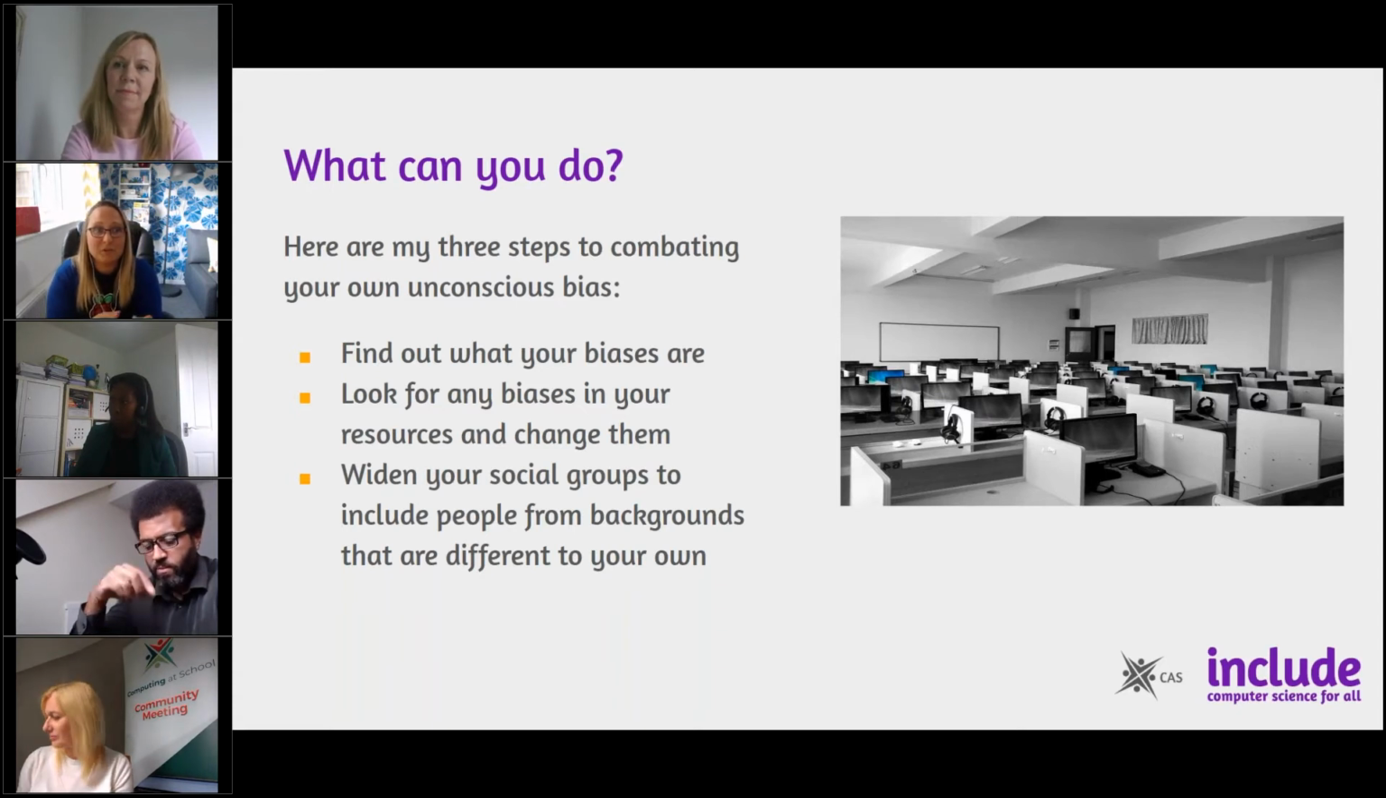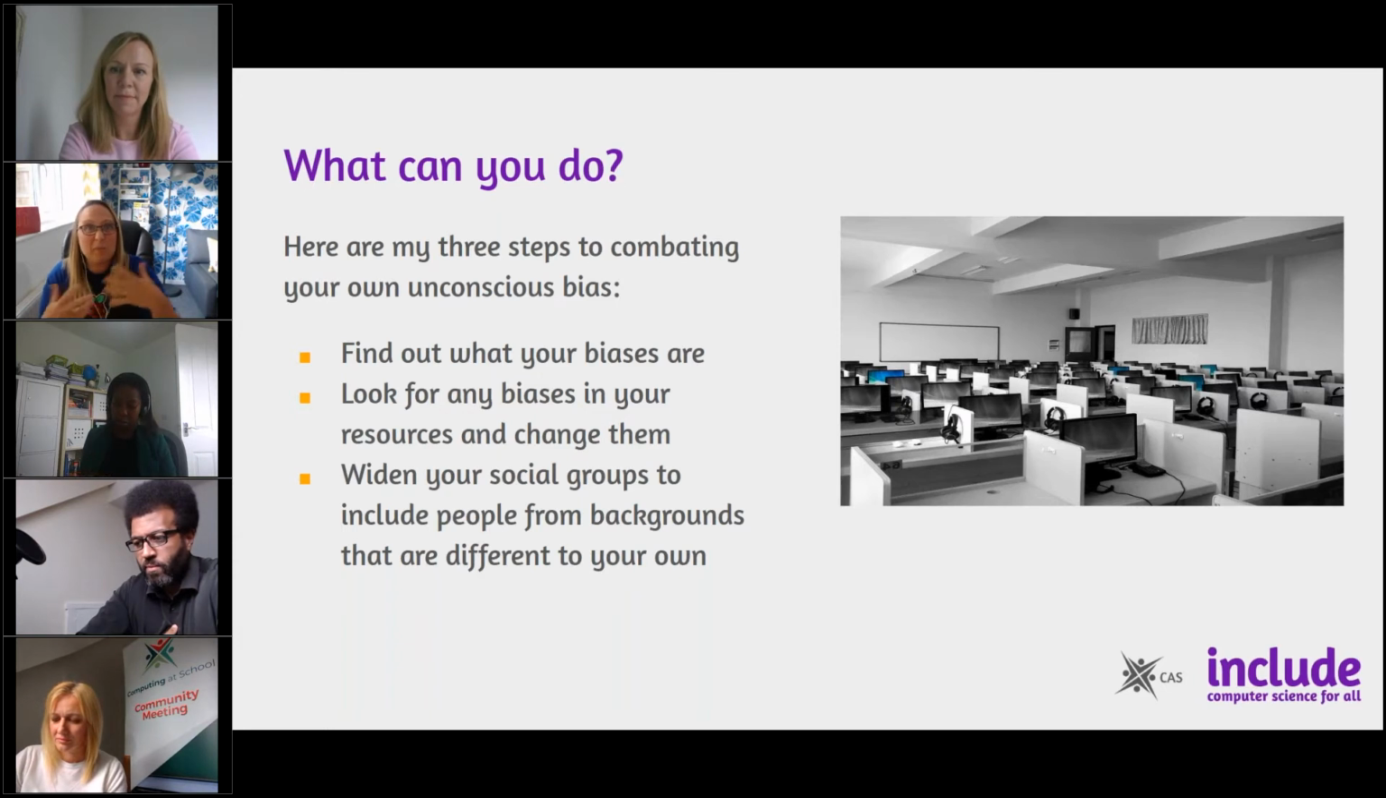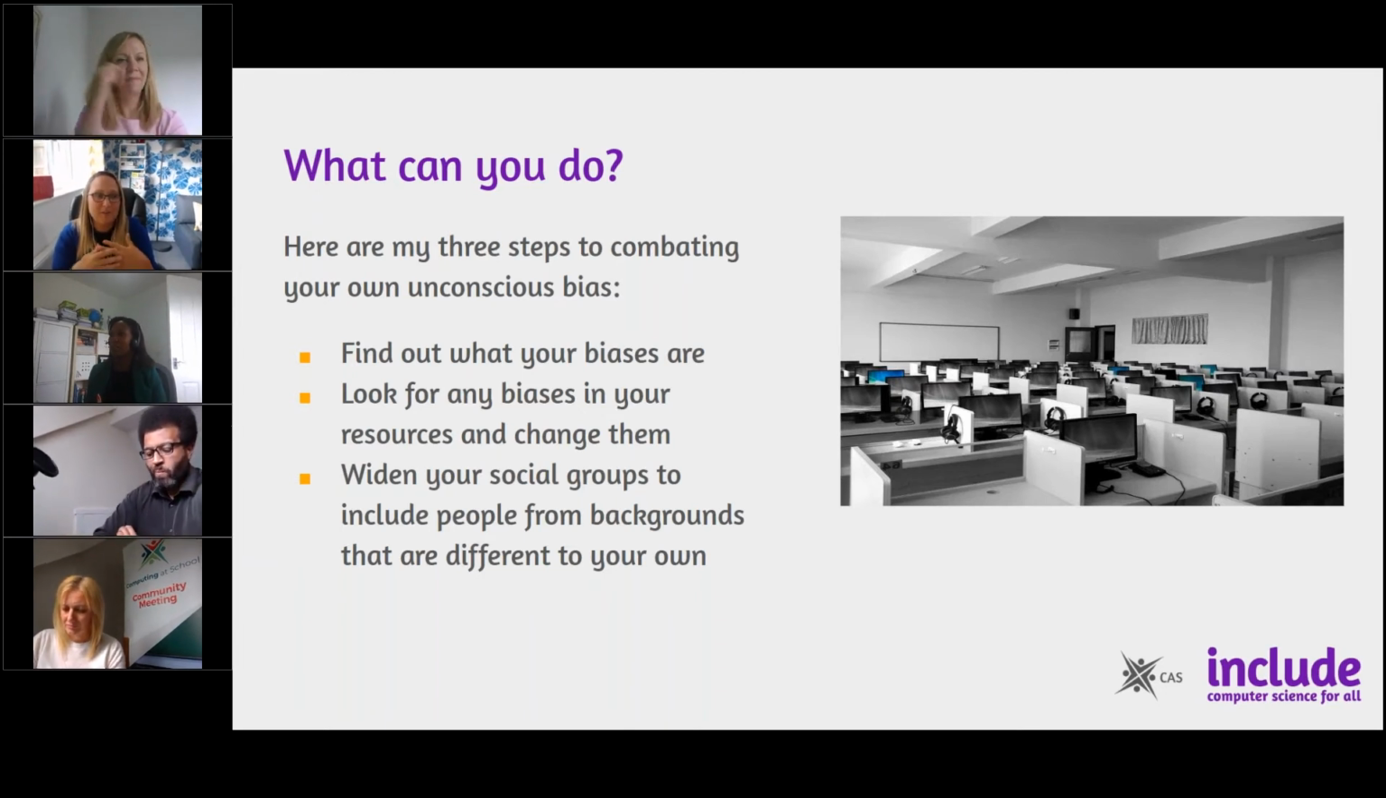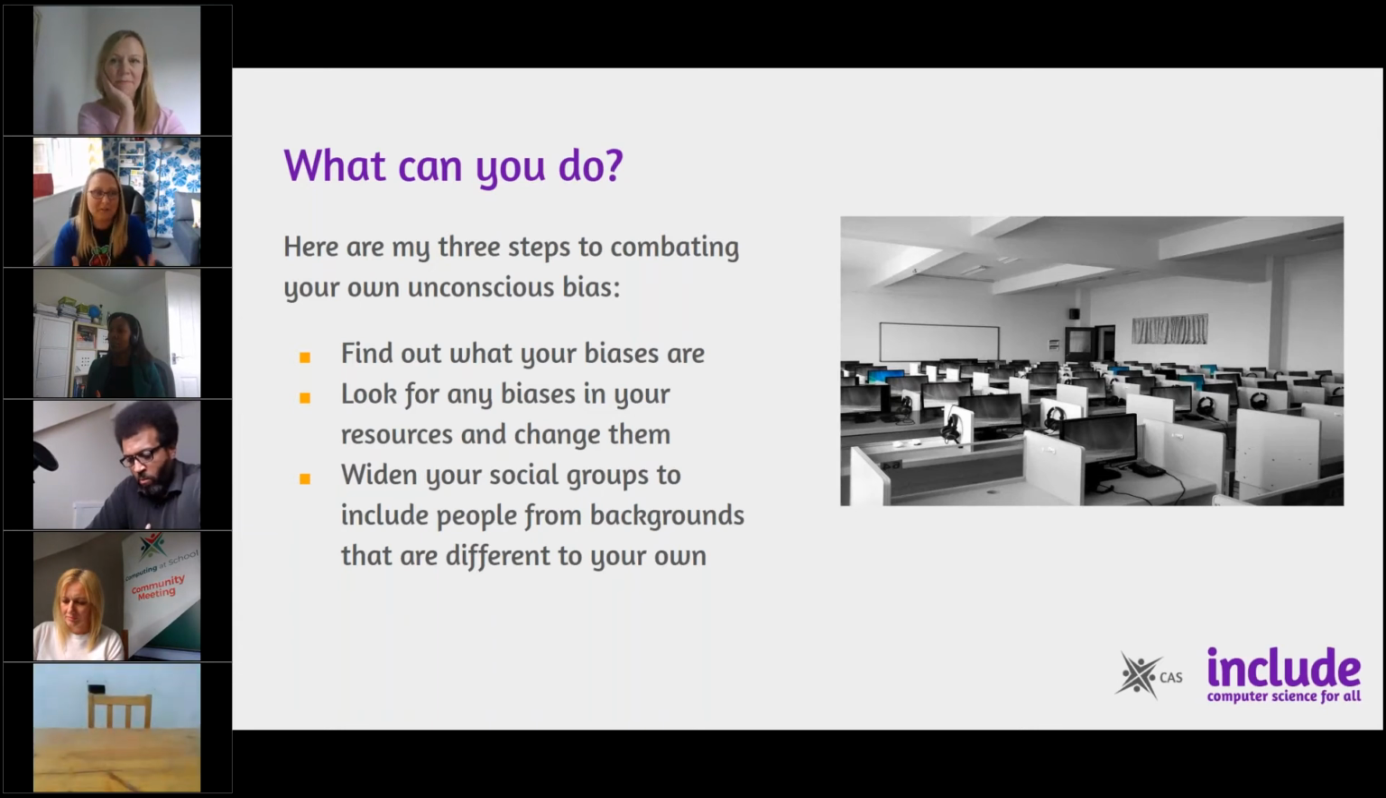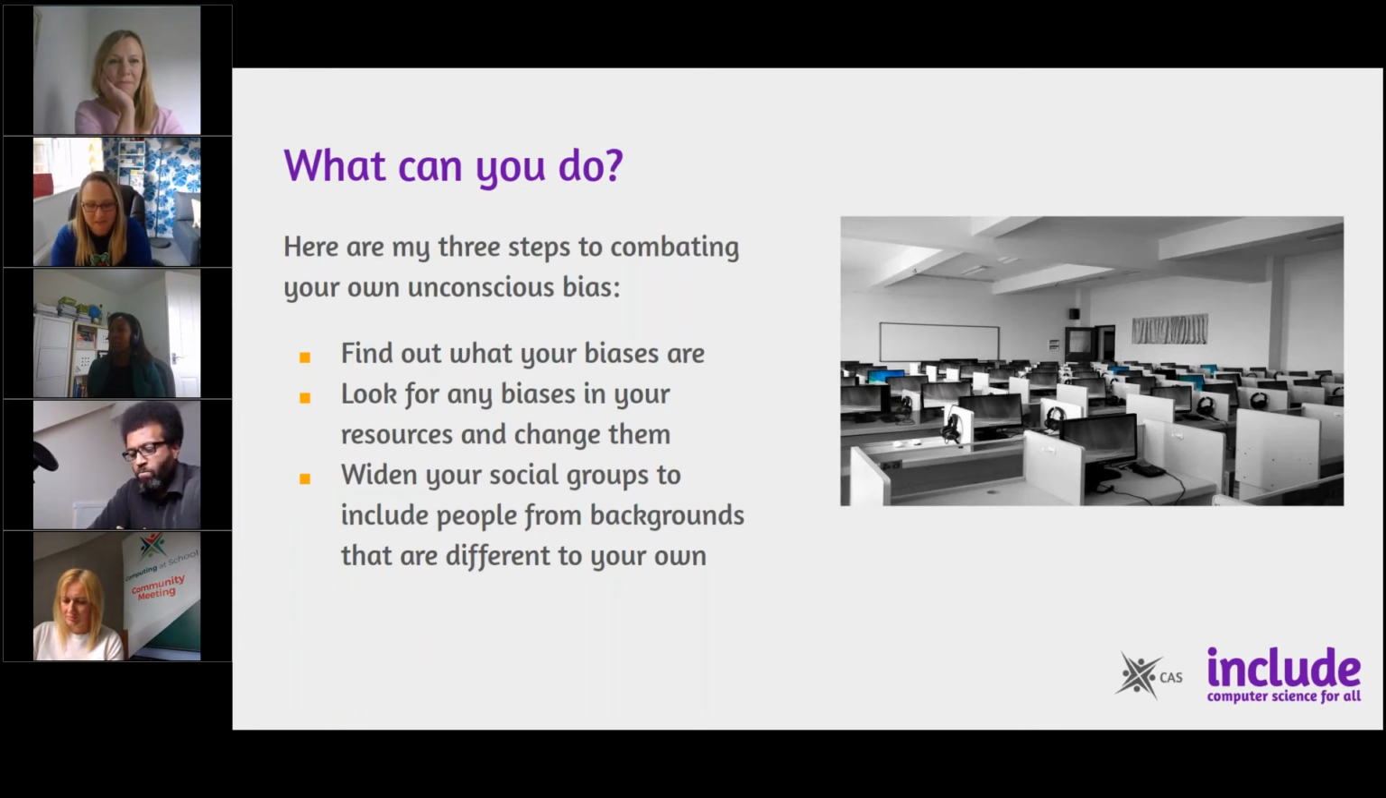Next thing is look at the resources that you've got and see if there might be any biases in there. A big one, Christmas cards at Christmas, that was a typical IT thing to do. I know possibly not computing now, but it was a typical thing a few years ago to do. And that doesn't include people from all cultures and all backgrounds. So, look at your curriculum and see if you have got any biases in there that you've included and try to change them.